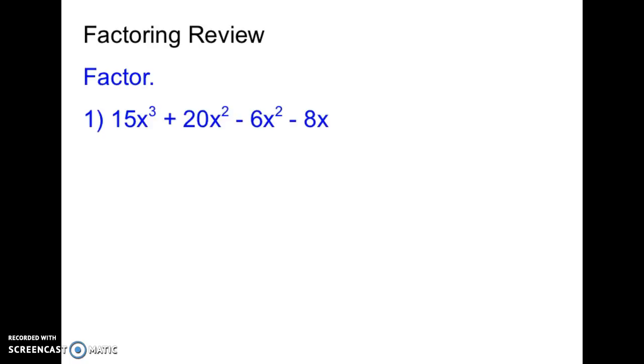So I know I can take that out. And by looking at it, that might be it. So let's take an x out. Let's see what we have left. So that's what I'm going to do first. I'm going to go ahead and take an x out of all of it. So that just means dividing each by x. When I do that, I am left with 15x squared plus 20x minus 6x minus 8. Okay, so I took an x out.